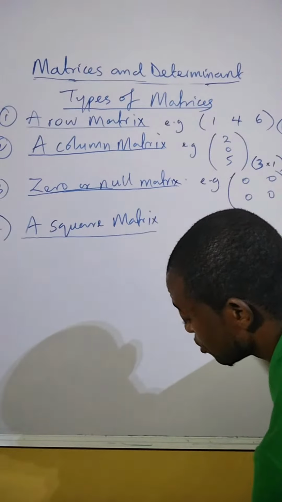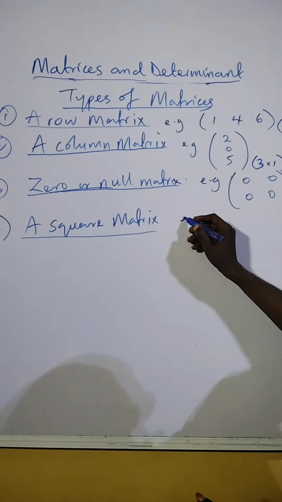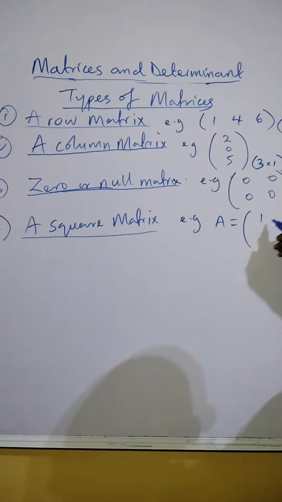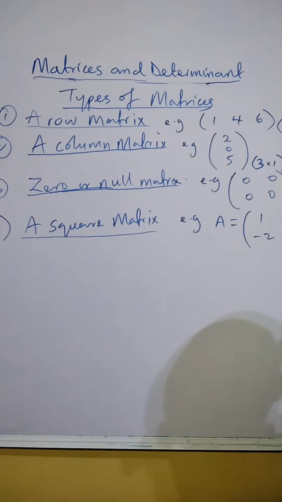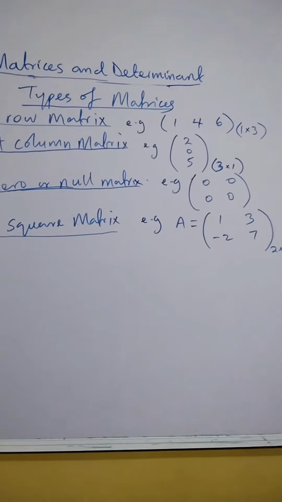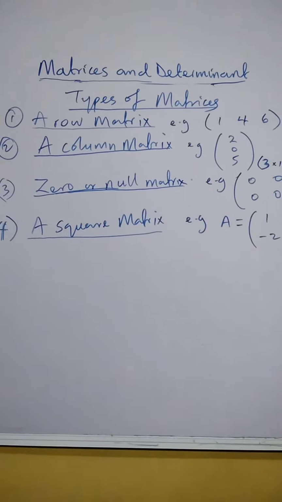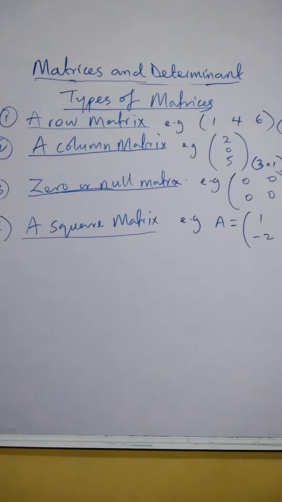For instance, we have a matrix A, and that is 1, 3, minus 2, 7. We discover that here we have 2 rows and 2 columns. That is 2 by 2. So this is an example of a square matrix. It has an order of 2 by 2. Okay. So a perfect example of a square matrix.